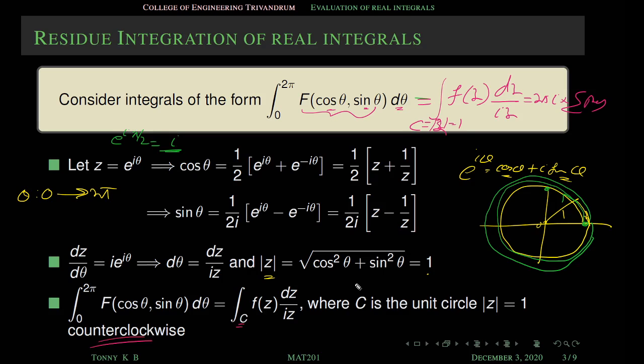Only then is this equal to 2 pi i times the sum of the residues of the function. Here our function is f of z by iz. That is the integrand. So using the residue theorem, this is equal to 2 pi i times the sum of the residues of f of z by iz, where the summation runs over the singularities inside the curve C, inside the curve mod z equal to 1.